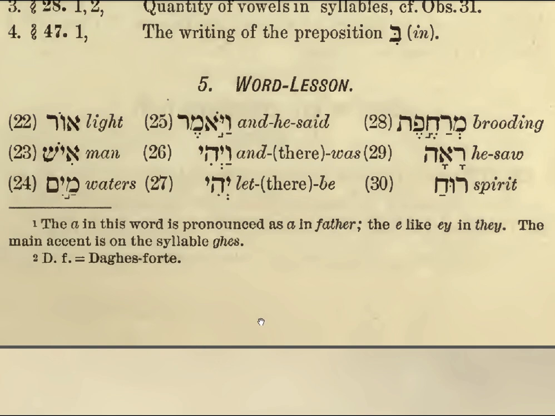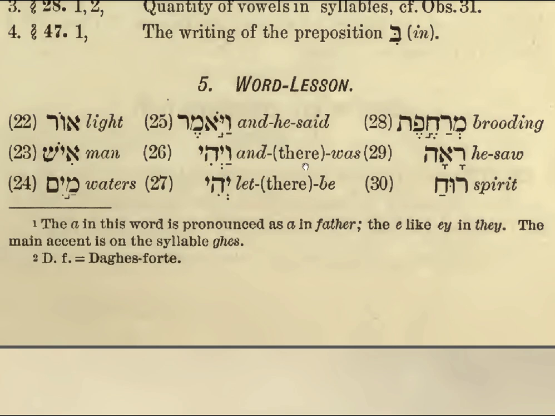Vocabulary. Or, meaning light. Ish, meaning man. Mayim, waters, which we tend to just translate in English as water. Vayomer, and he said.